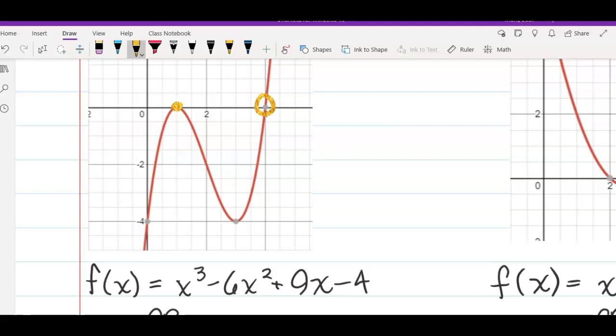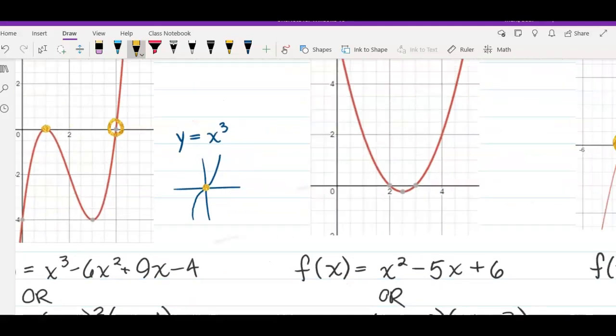That can happen. Roots can have multiplicity of 3. Consider the equation y equals x cubed. Think about what that graph looks like. It looks like it only crosses once, but this is a root of multiplicity 3 based on the corollary to the fundamental theorem of algebra.